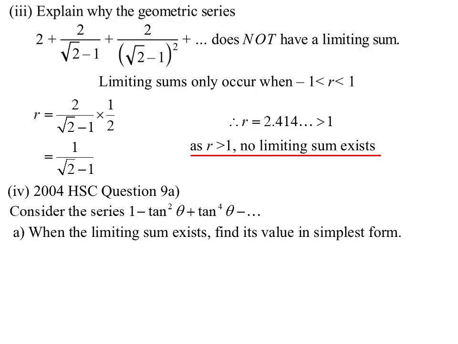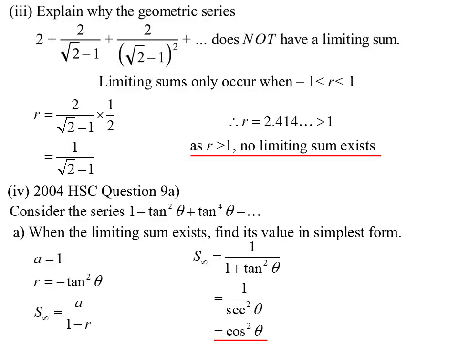Here was probably one of the more difficult questions for a Tuna paper anyway. Consider the series 1 minus tan squared theta plus tan to the power of 4 theta, etc. So what they're basically saying is sometimes this will have a limiting sum, sometimes it won't. So when it exists, find the value of that limiting sum. A is equal to 1. The ratio is minus tan squared theta. And we know the limiting sum, or sum to infinity, is A on 1 minus R. We'll get 1 on 1 plus tan squared theta, which is cos squared theta. So if it does exist, we know it'll be the cos squared of theta.